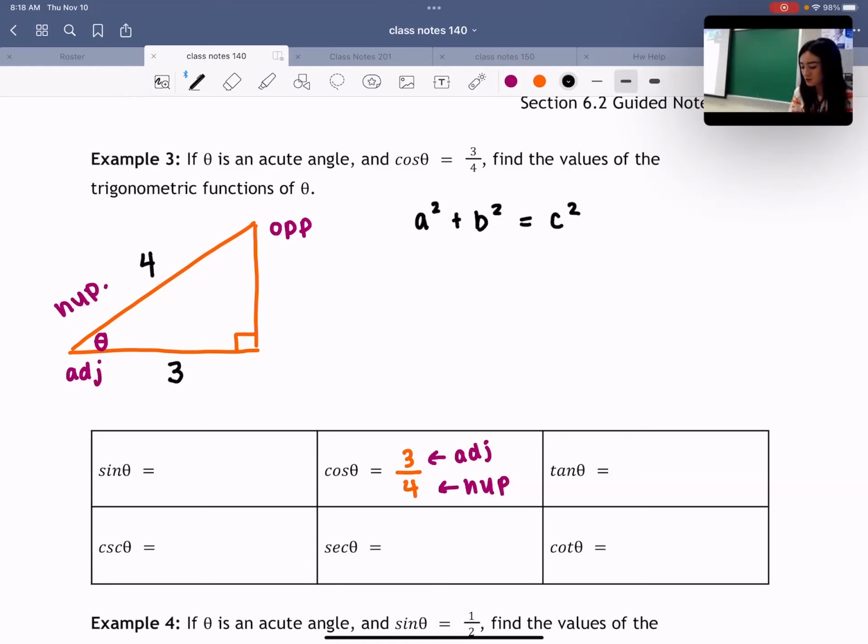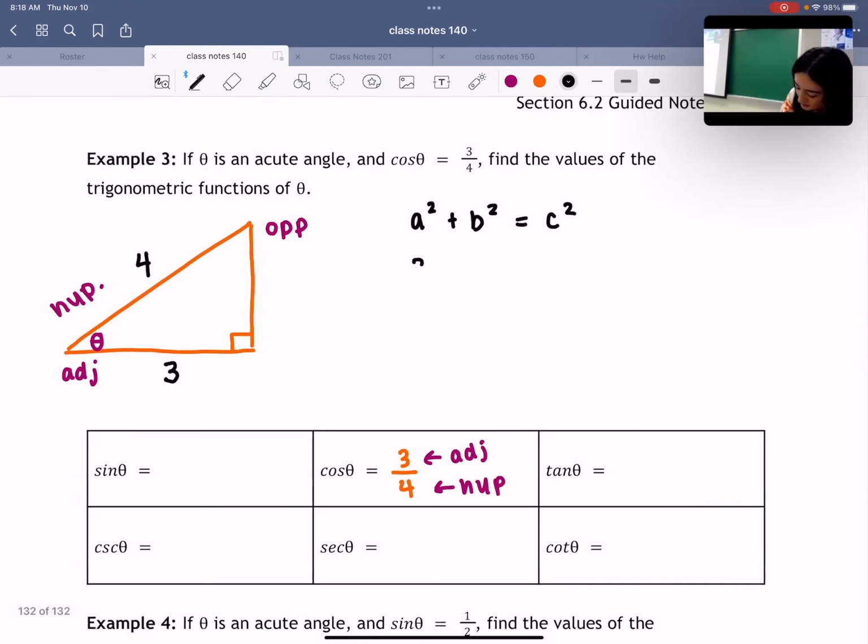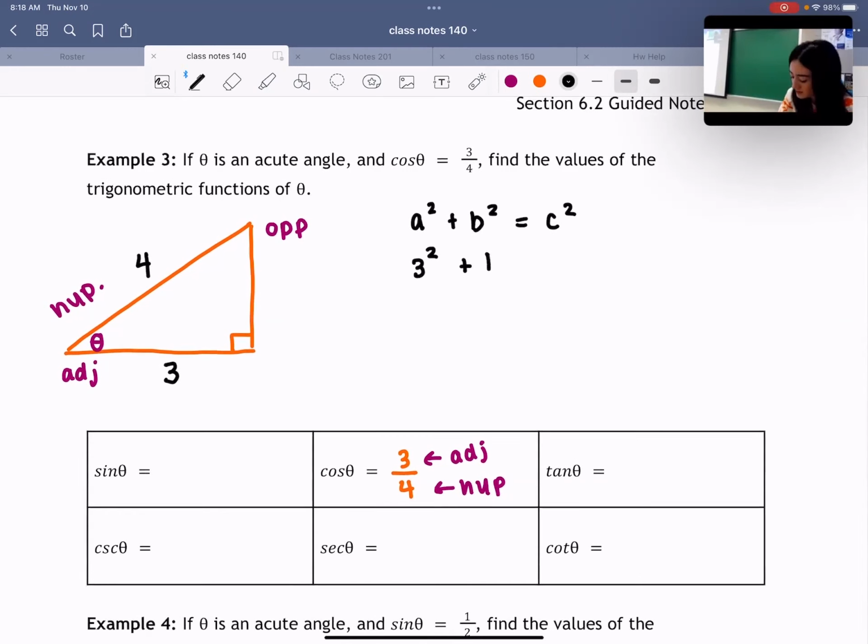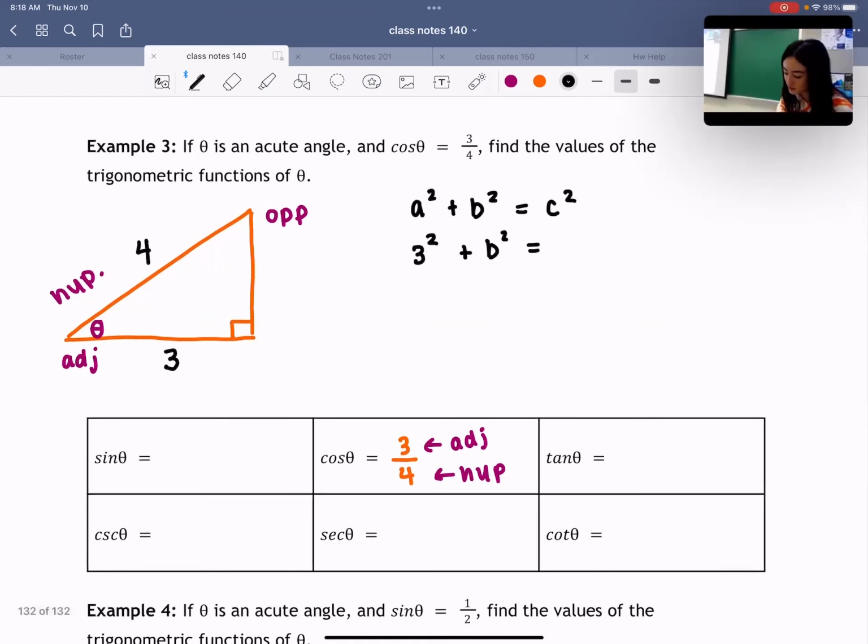Yeah, okay, so 3 could either be a or b. Let's just make it a, okay? So 3 squared. The other one we're looking for, because that's the opposite. And remember, the hypotenuse is always the one on the right-hand side, or the c, right? So we're going to make 4 equal to c.